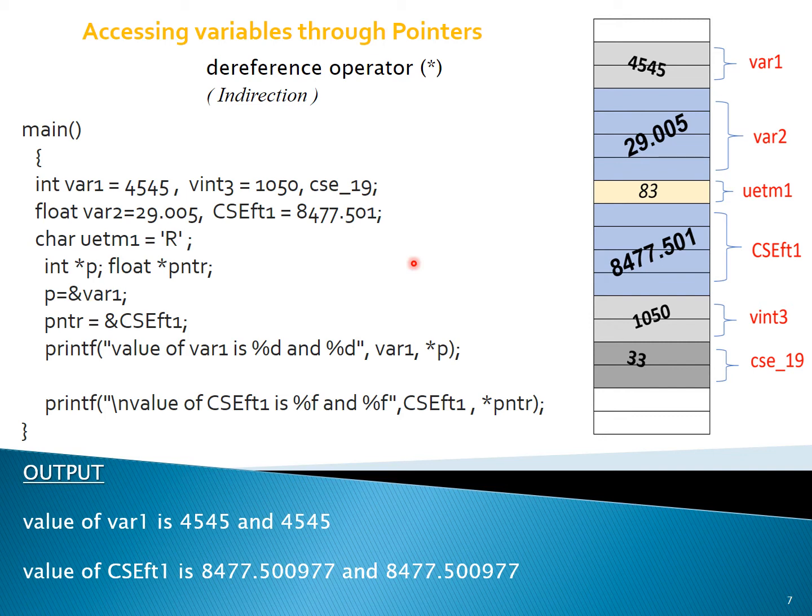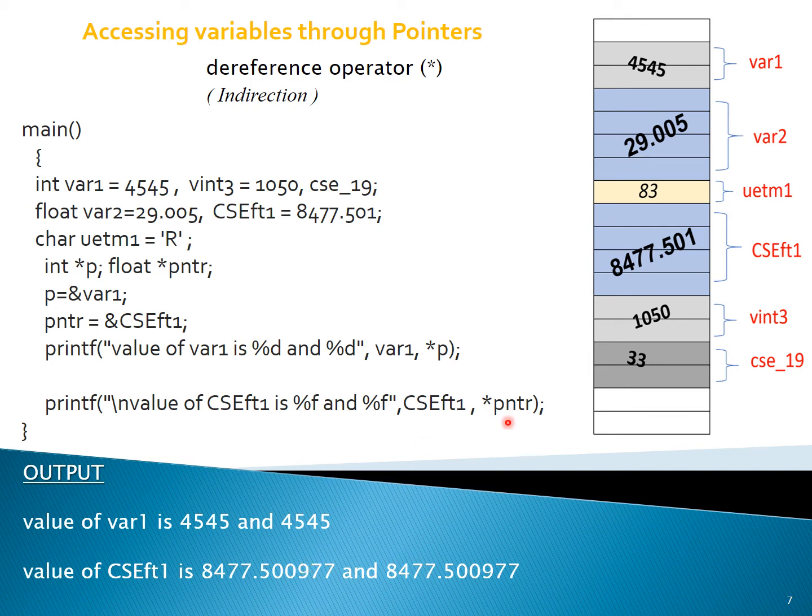So the asterisk here works as the dereference operator. The asterisk in the declaration indicates that this is a pointer variable, and the asterisk here, in the rest of the program, shows that it is the dereference operator. Similarly, in the second statement, you can see that the contents of CSCFT1, we will access the contents of this variable using the variable name, and you can see this is the output.